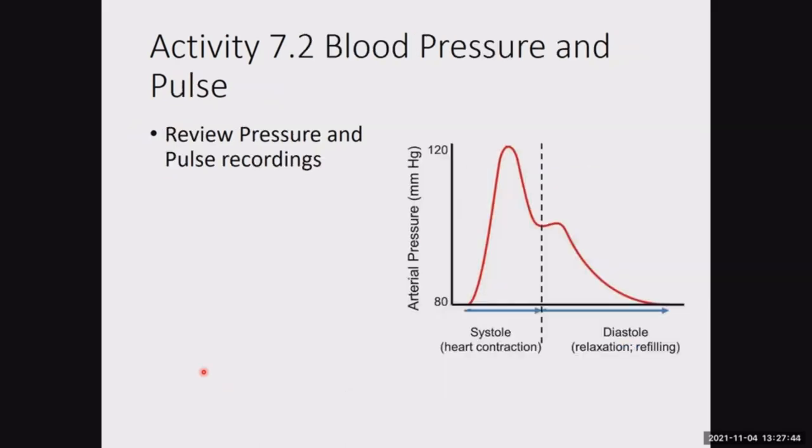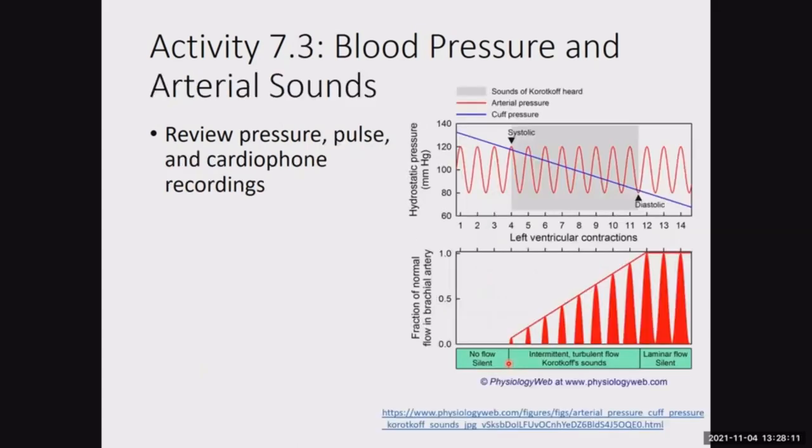In the second activity, we're going to start to use the LabChart system in the Power Lab. And we're basically going to be measuring the pulse pressure and pulse recordings by taking a look at the arterial pressure during systole and diastole. So again, follow the instructions within the ADI handout. They provide a lot more detailed instructions than the lab report template.